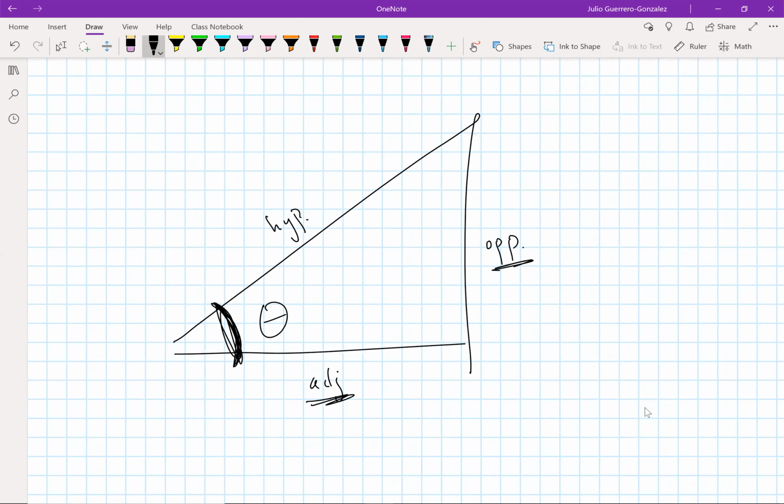So if my angle now is up here, rather than over here, then now this is my adjacent and this is my opposite. Got it? Yeah, I kind of get it.